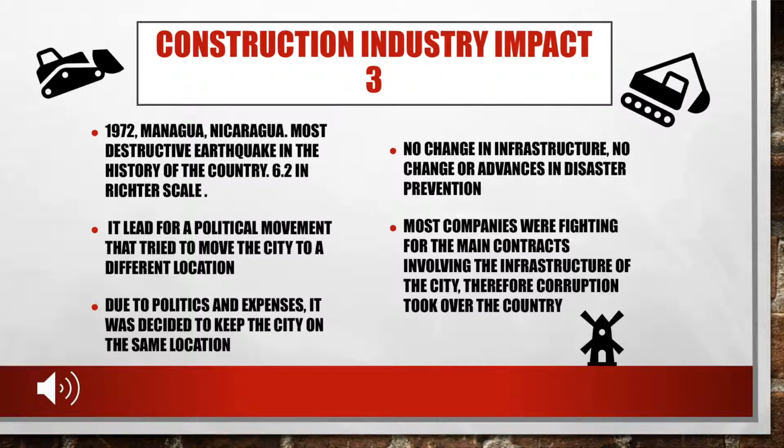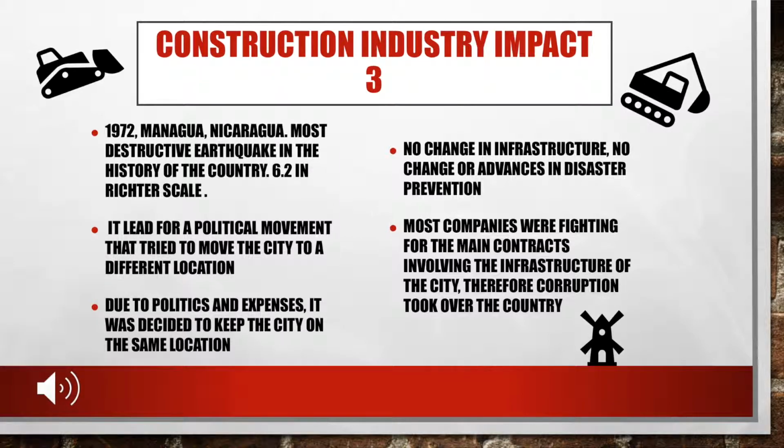This earthquake had an absolutely strong impact on the infrastructure and everything in the city. Buildings, bridges, roads, everything was totally destroyed. We're talking about absolute destruction of a city. So a few politicians decided to start a movement that was going to try to move the city to a different location. We're talking about moving a whole capital to a different location and restarting again. That's how tough the image was for people from Nicaragua.